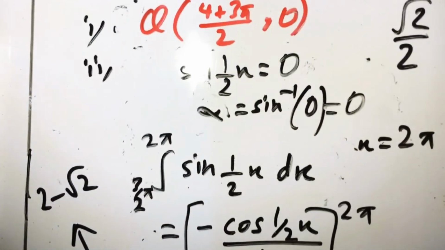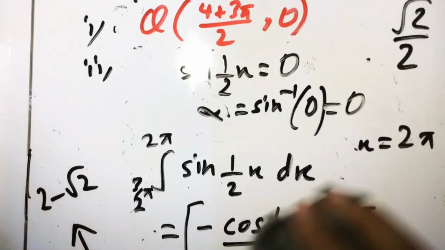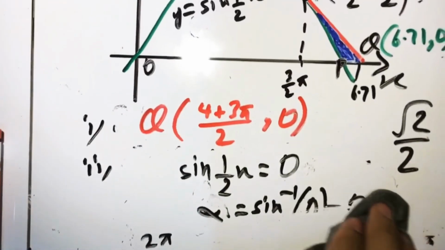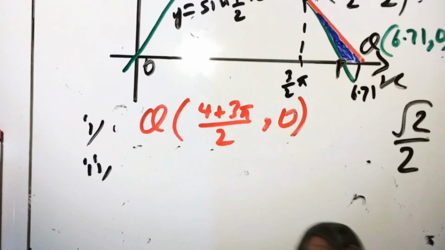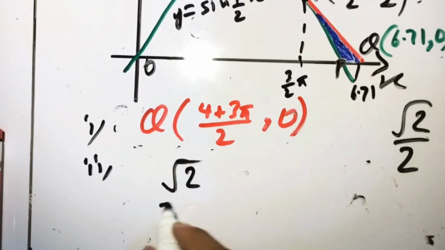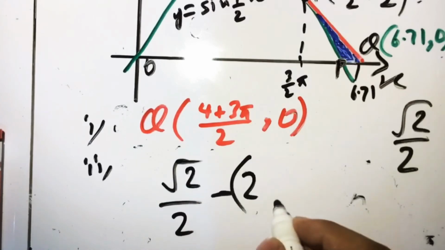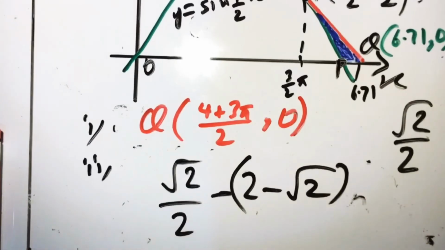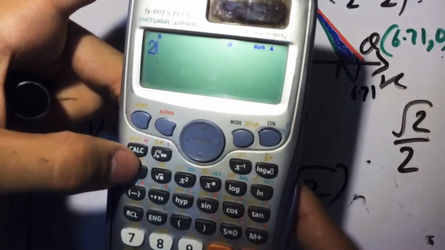Now for the shaded area, we'll subtract the area under the curve from the area of the triangle. Area of the triangle is under root 2 upon 2 minus 2 minus under root 2. Putting this in the calculator.